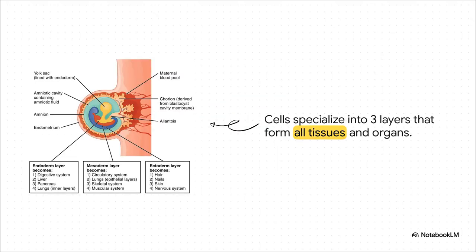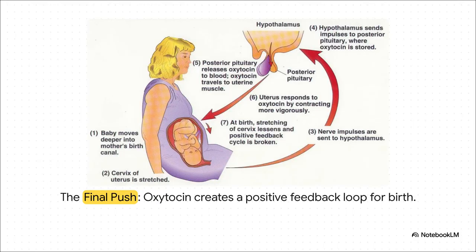Now, something truly amazing happens. This simple cluster of embryonic cells organizes itself into 3 fundamental layers. The ectoderm, that's going to form the skin and the entire nervous system. The mesoderm will become the circulatory, skeletal, and muscular systems. And the endoderm forms the digestive system, lungs, and liver. Think about that. From just these 3 layers, every single part of the body will develop. It's astonishing. After about 9 months, the journey reaches its climax.